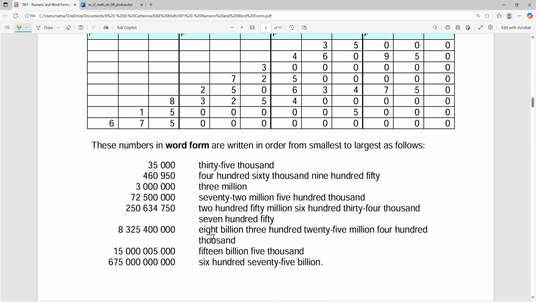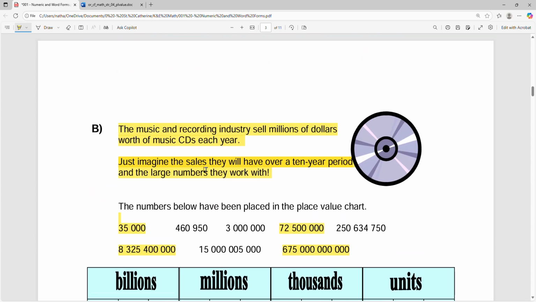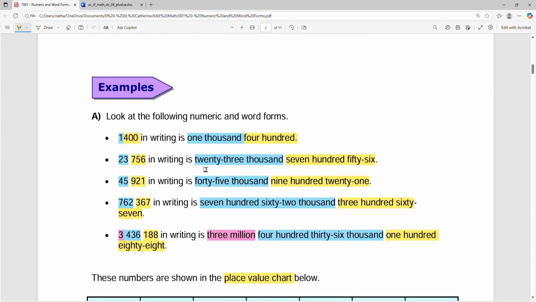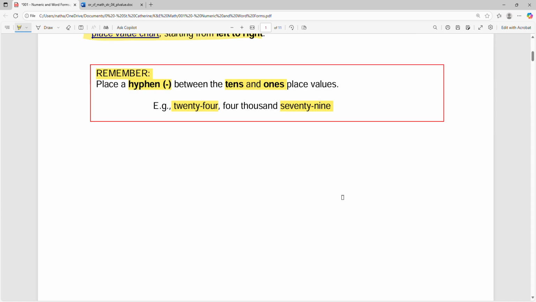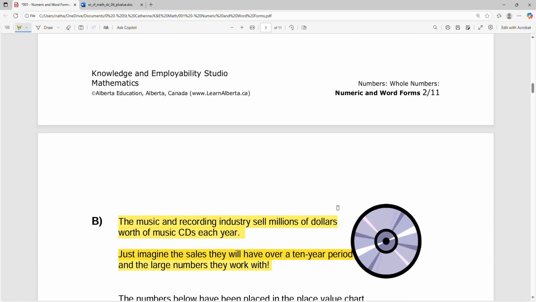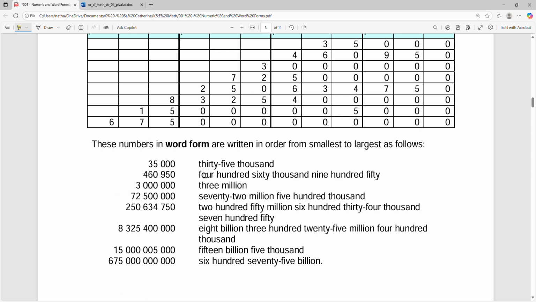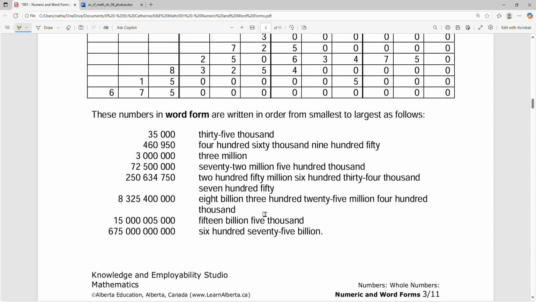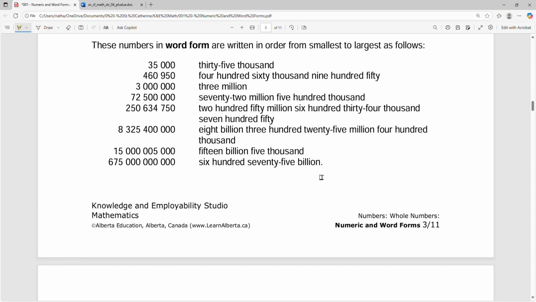And then here are examples of those same numbers, all written out in word form. So we have numeric form and word form. Okay, so here we have these numbers, and the way we say them is we would write them in English. So 35,000, 460,950, and so on. So again, I'll leave that for you to look over in your note package. You can look at those and make sure that this is the way that you would write it if you needed to, because in a moment you will need to.